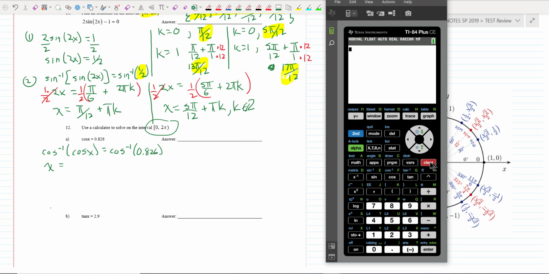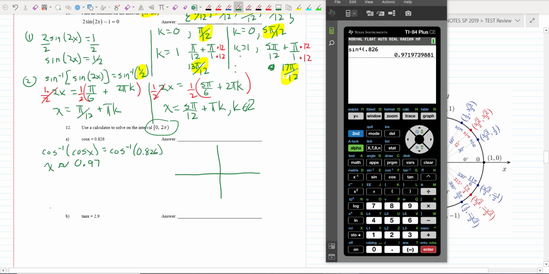So what I'm going to do is inverse sine of 0.826, and this is going to give a reference angle in radians. So that's going to give approximately 0. And I'm just going to round to like 2 decimals, 0.97. So that would be one answer to the problem, but there's another answer, and what you have to realize is this is usually the hardest part of the problem for students. We're solving a cosine. Remember, a cosine is positive in quadrants 1 and quadrants 4.